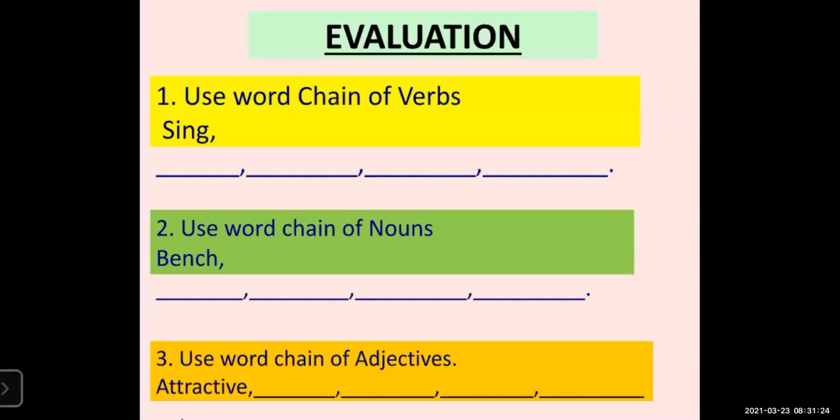So the students who are ready for the first activity, the word chain of verbs, where the first verb given is sing, can raise their hand. I'll unmute them and they can answer me in this evaluation.